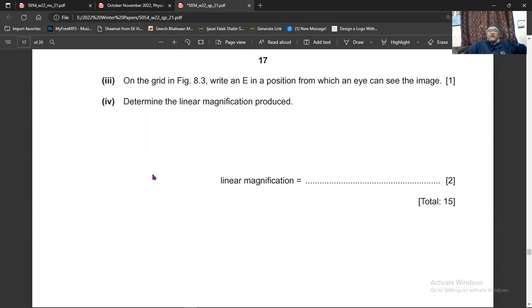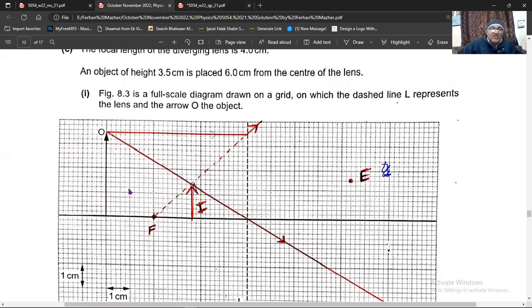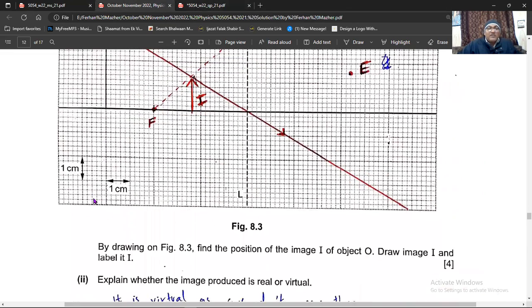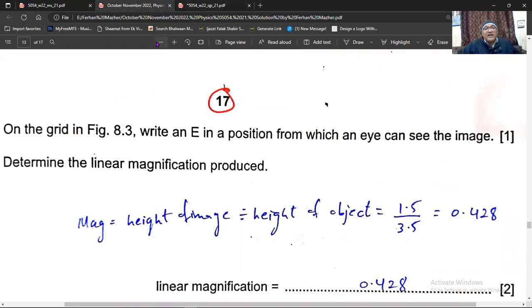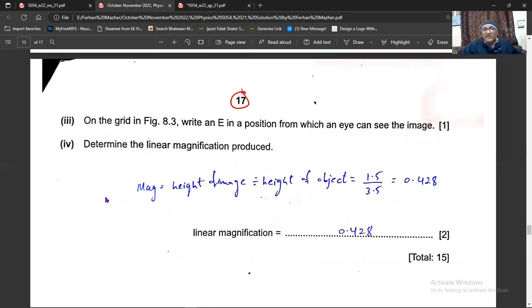There are two formulae for the linear magnification. The one is the height of the image divided by the height of the object. The other formula is the distance of the image from the optical center of the lens divided by the distance of the object from the optical center of the lens. I am going to use the height of the image divided by the height of the object. You can measure them because this is on the grid. You can easily count the squares also.